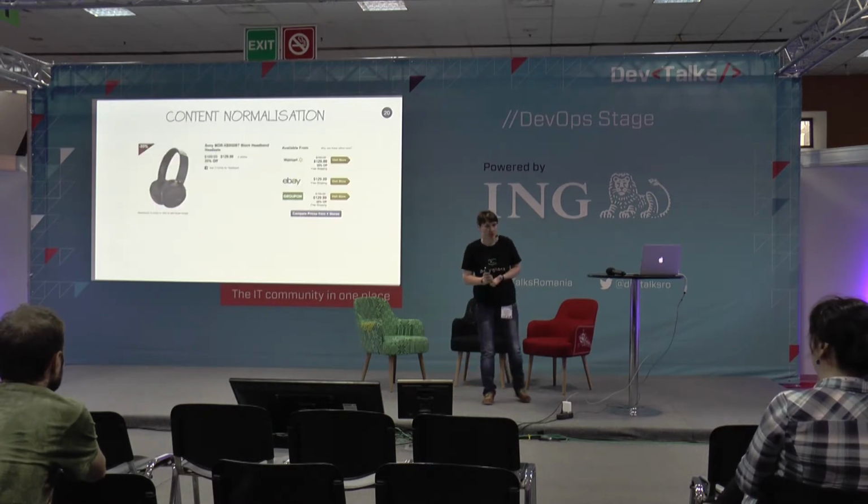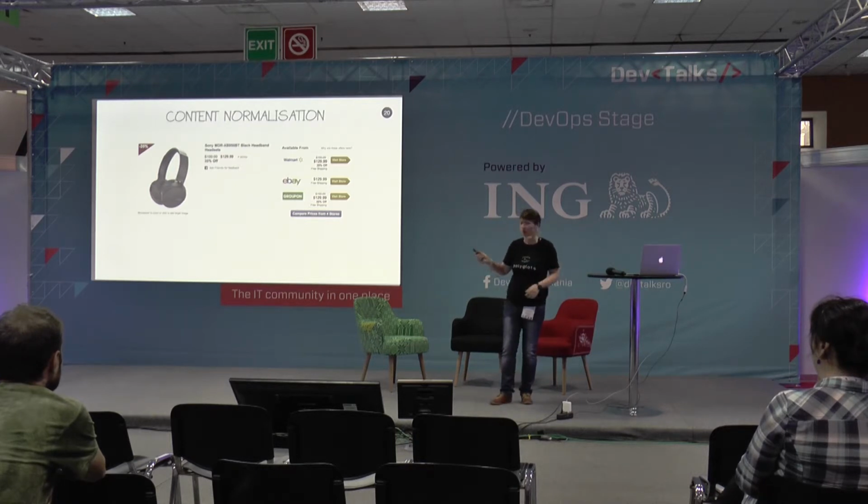This is another example. I worked for a similar company. So the business model goes like, in Romania, we have price.ro.